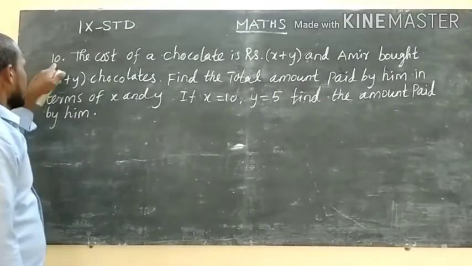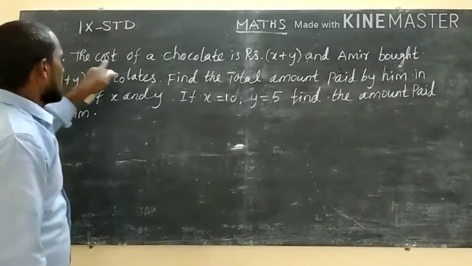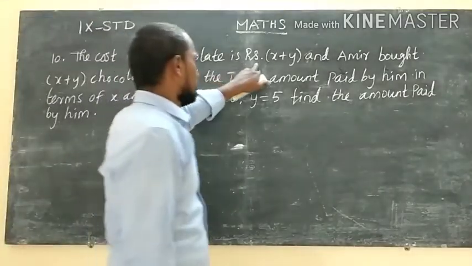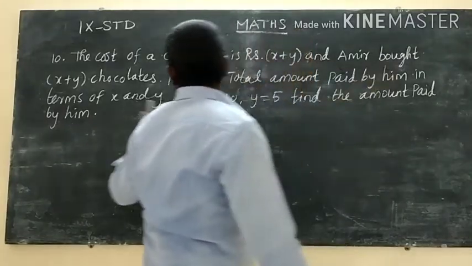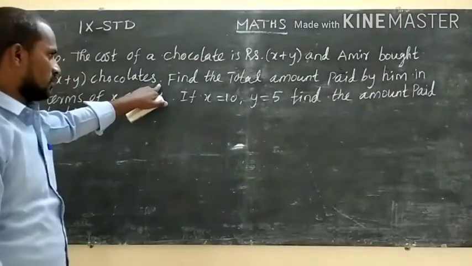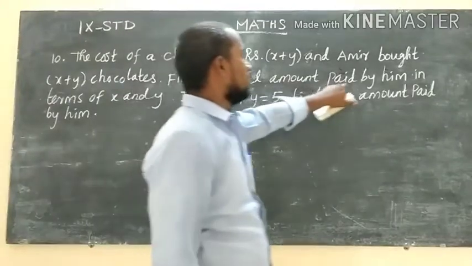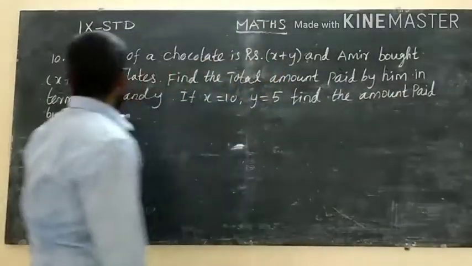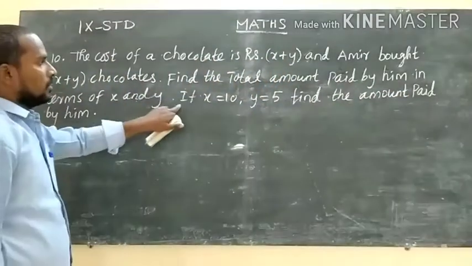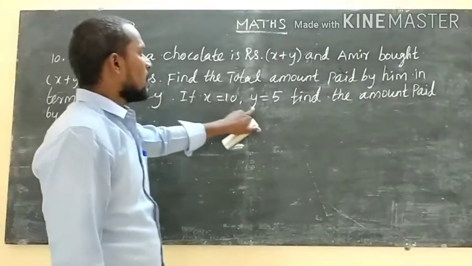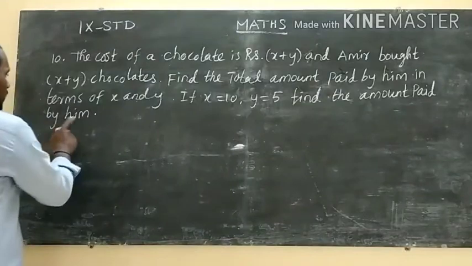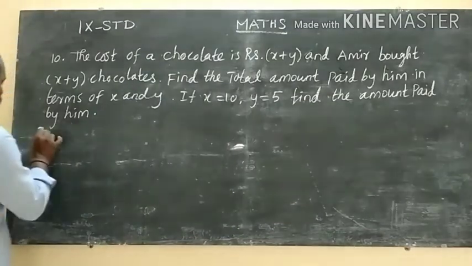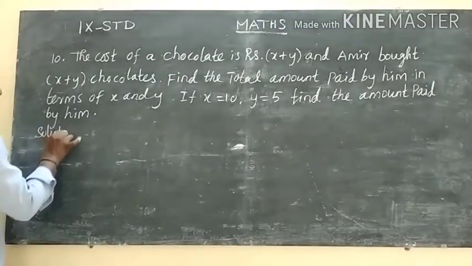Okay, dear students. Next 10th question. The cost of a chocolate is rupees x plus y, and Amir bought x plus y chocolates. Find the total amount paid by him in terms of x and y. If x is equal to 10, y is equal to 5, find the amount paid by him. So this is your question. The solution.